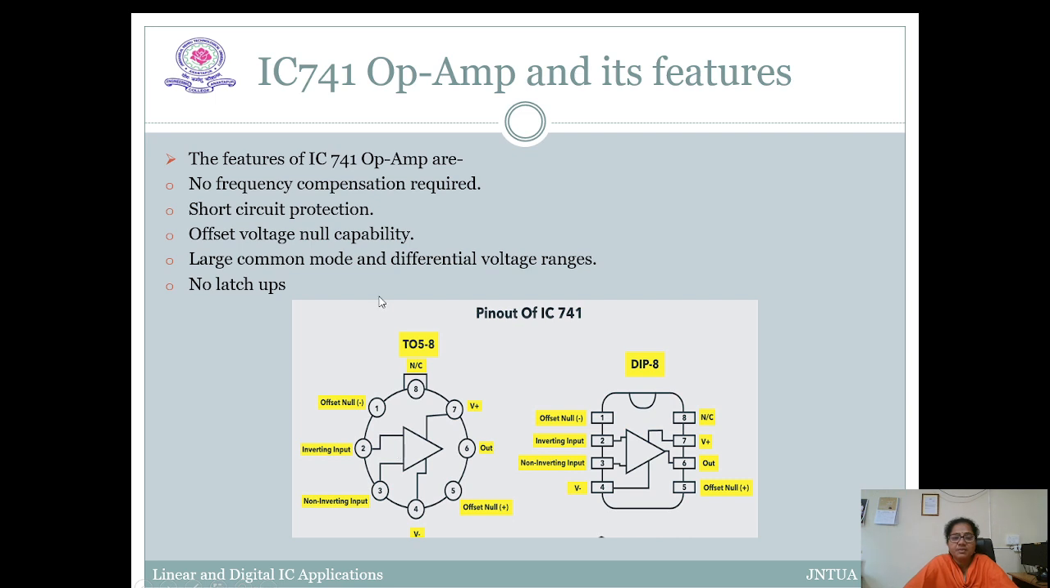And then what are the features of the 741 IC? The features of the IC 741 op-amp are: no frequency compensation is required, short circuit protection, offset voltage null capability, large common mode and differential voltage ranges, and no latch-up. Here, this pin is the offset null, which we call the top pin 5.